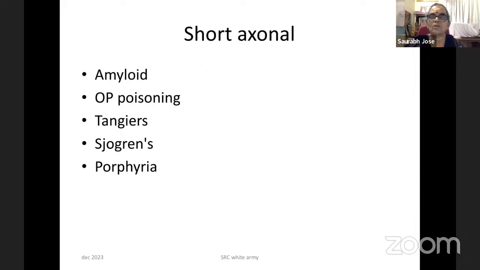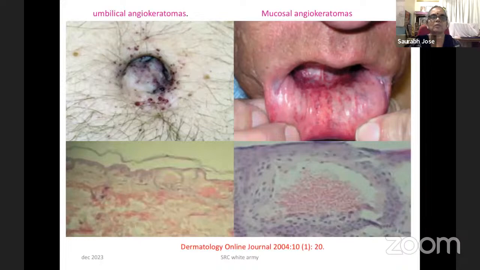And then what are all the short axonal neuropathies? Short axonal neuropathy means they involve the upper limb. The long axons are for the long body parts, that is the leg. Short axonal neuropathy means they start in the upper limb. So if a neuropathy starts in the upper limb, you can think of amyloidosis, organophosphorus compound poisoning, Tangier disease, Sjogren's disease, porphyria, apart from entrapment neuropathies like carpal tunnel syndrome, hereditary neuropathy with tendency for pressure palsies, all those things.